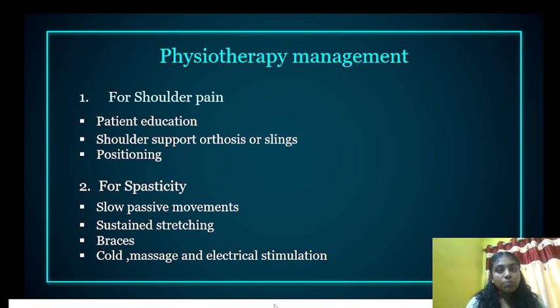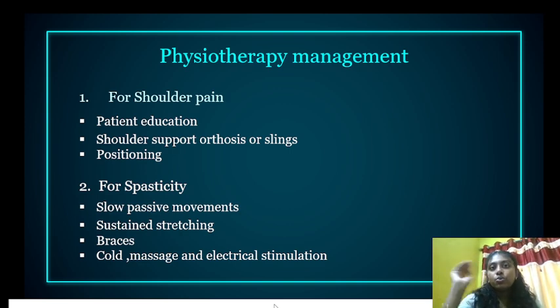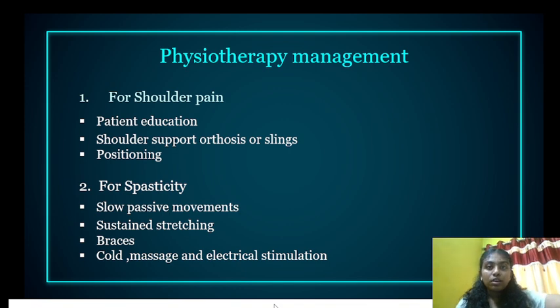So second is spasticity. As we know, spasticity starts developing at grade 2. For spasticity, slow passive movements can be given, as well as sustained stretching. Stretching can reduce the tone by causing relaxation through autogenic inhibition. Then comes braces. Braces keep the particular joint in a lengthened position, so that you can prevent contractures and everything. Cold can also be given.